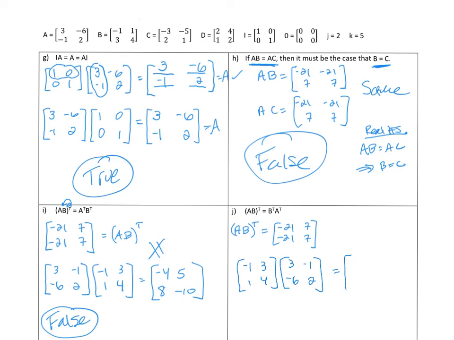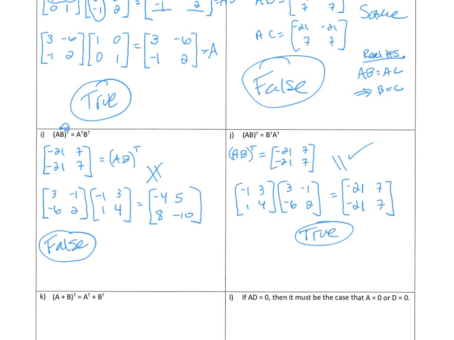If I multiply these, I get negative 3 minus 18 is negative 21. 1 plus 6 is 7. 3 minus 24 is negative 21. And negative 1 plus 8 is 7. These are the same. So this is true. So when you're taking a transpose of a product, AB transpose is the same thing as B transpose times A transpose. So as long as you change the order, you can do the transpose on the matrices separately.